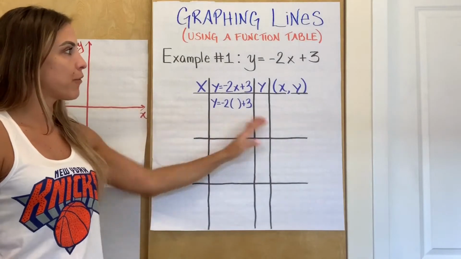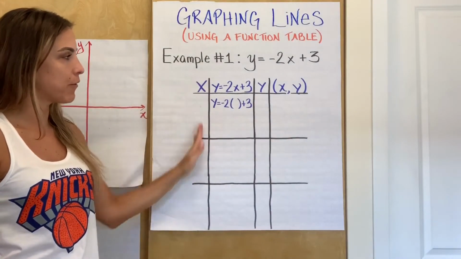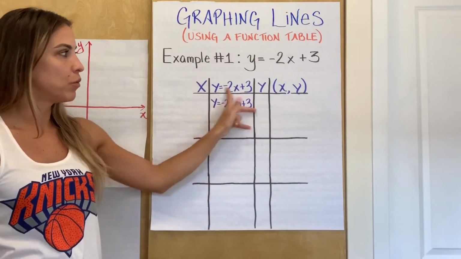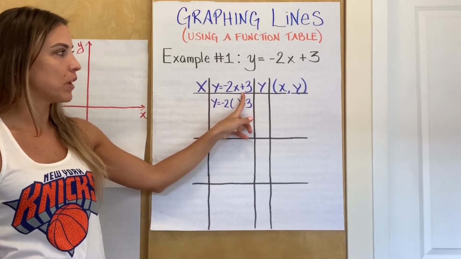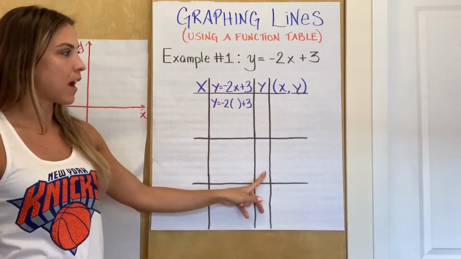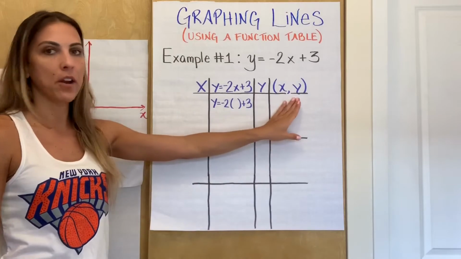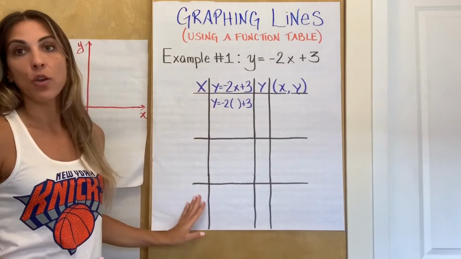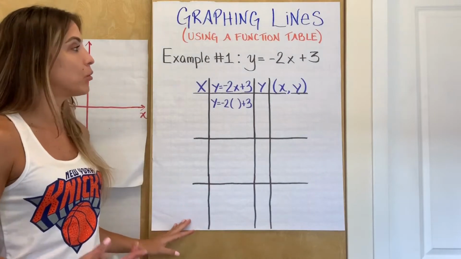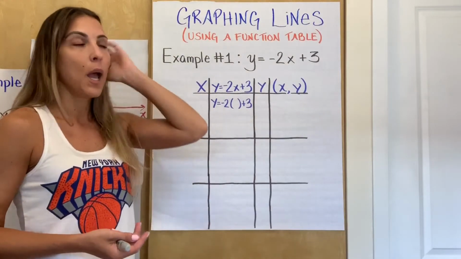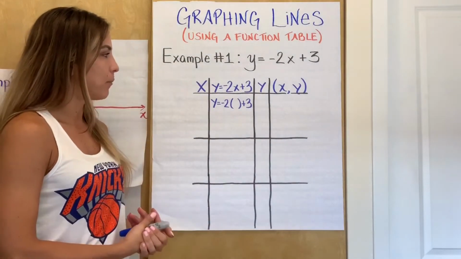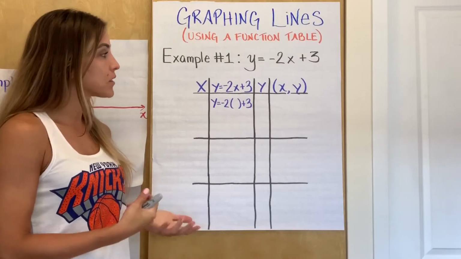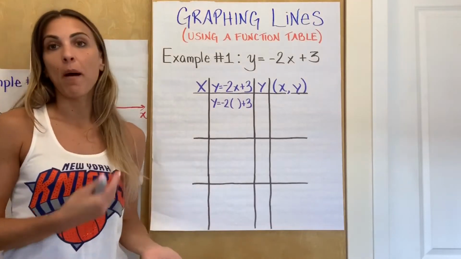We're going to set up a function table by writing x as my first column, my function rule next, y equals negative 2x plus 3, y as your next column, and then the last column for our ordered pair is xy. You can pick any values that you want for x. Technically it only takes 2 points to make a line, but I like to pick more values than that. I also like to pick a negative value, a positive value, and 0.